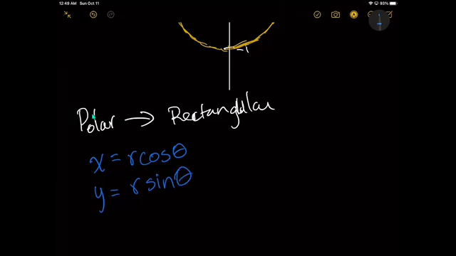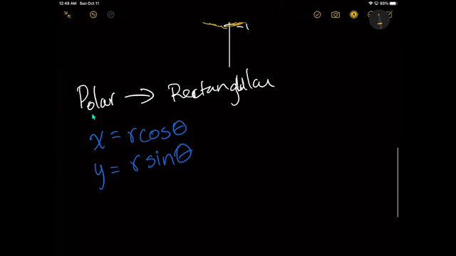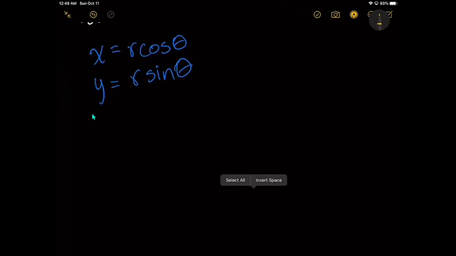So for example, if we have a problem which says to convert these polar coordinates, let's say 3, pi over 3. To convert the coordinate 3, pi over 3 to Cartesian, we can just use this formula.